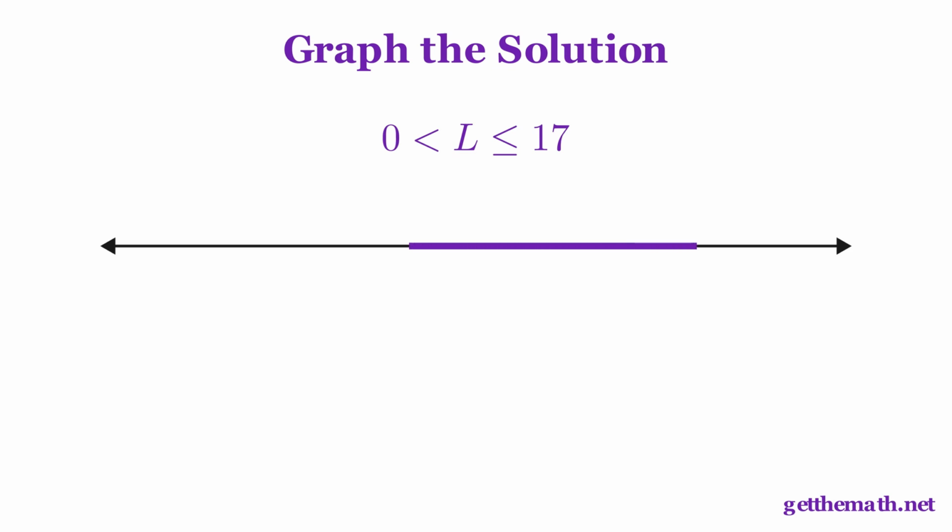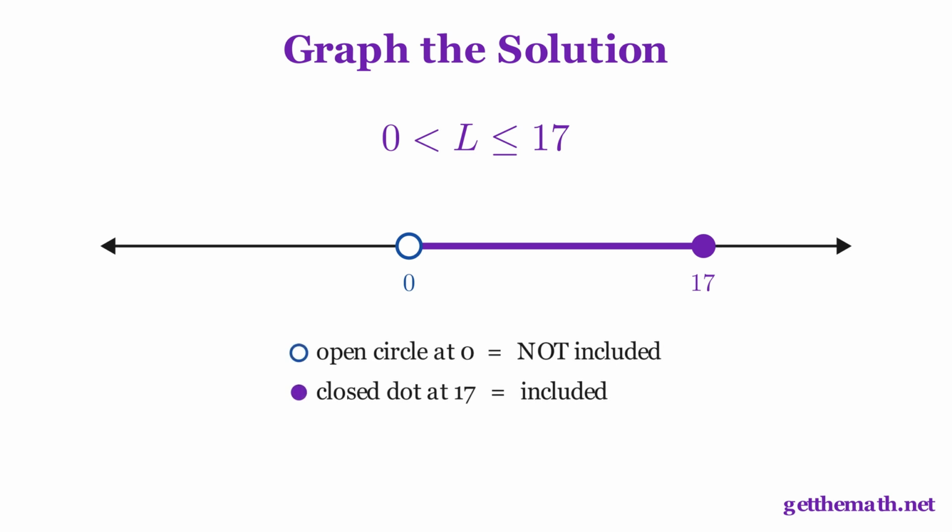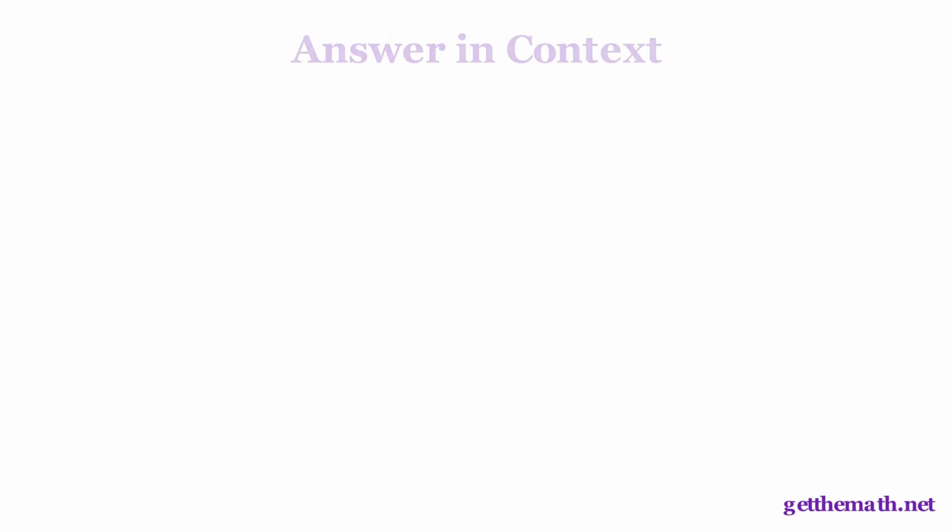Now let's graph the solution on a number line. We place an open circle at 0, because 0 is not included. We place a closed dot at 17, because 17 is included. Then we shade everything in between, from just above 0 to 17.